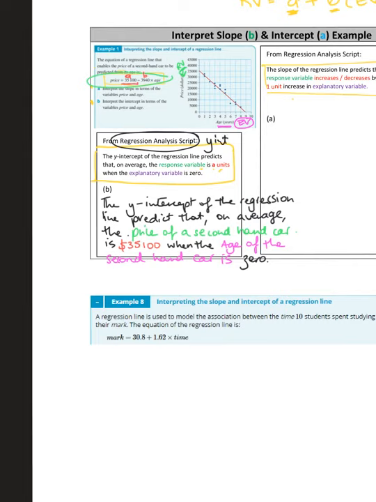So this is the intercept one, and you just rewrite that word for word. My advice is rewrite it and then read it back and make sure it makes sense. So let's read it back. The intercept of the regression line predicts that on average the price of a second-hand car is $35,100 when the age of the second-hand car is 0. So basically, when we're first buying the second-hand car, when we're driving it out of the lot, it's worth $35,100. Okay?